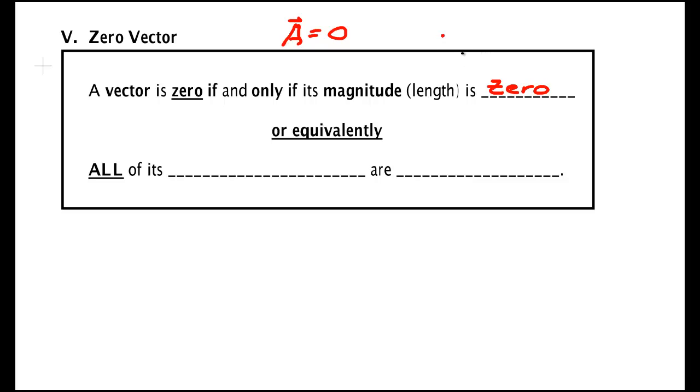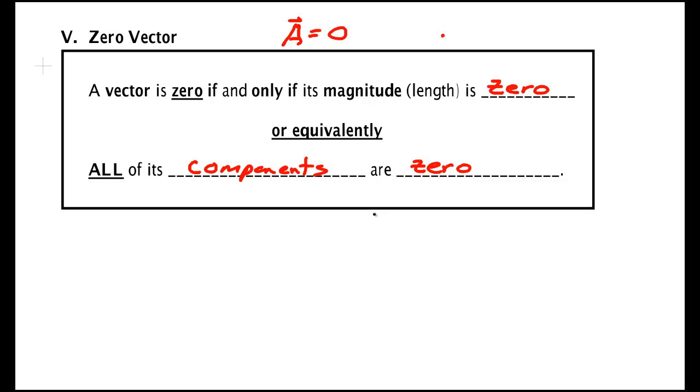Since it has no length, it really doesn't matter which way you say it points because it's not going to actually leave that spot. So if you go 0 miles, it really doesn't matter if you're facing east, west, north, or south. Another way, equivalently, in terms of our Cartesian representation or other representations, spherical, cylindrical, is to say all of its components are 0.